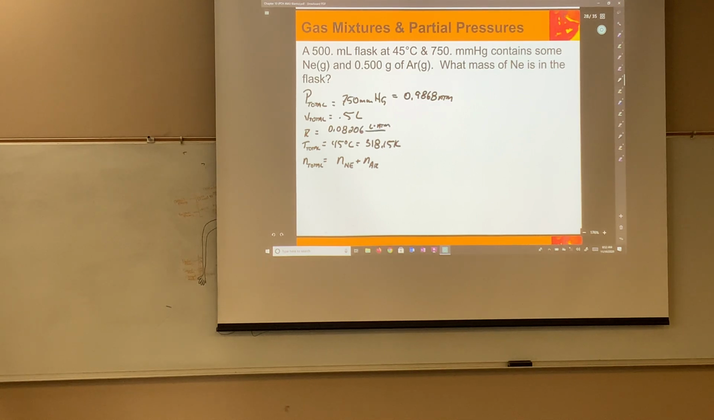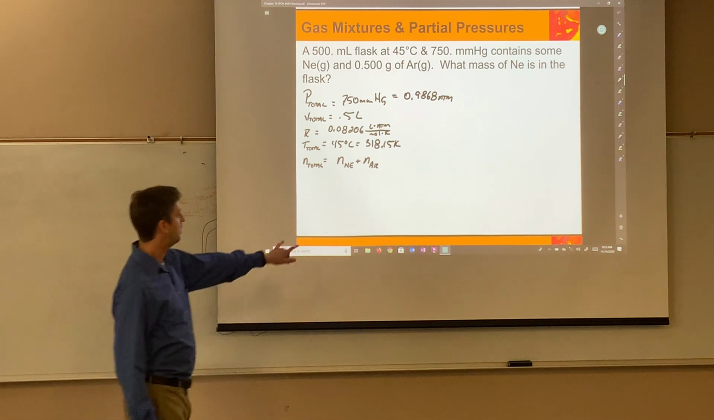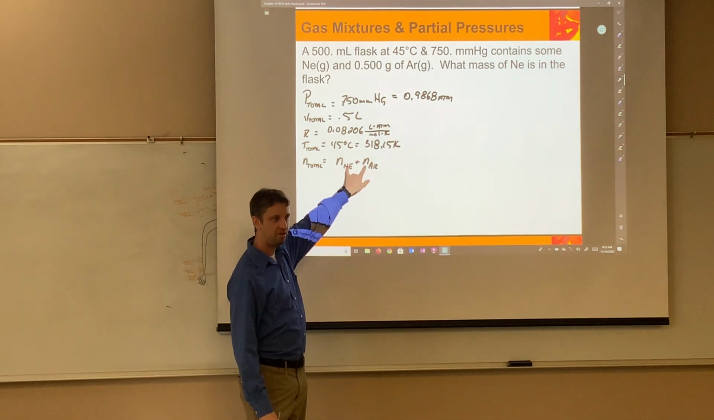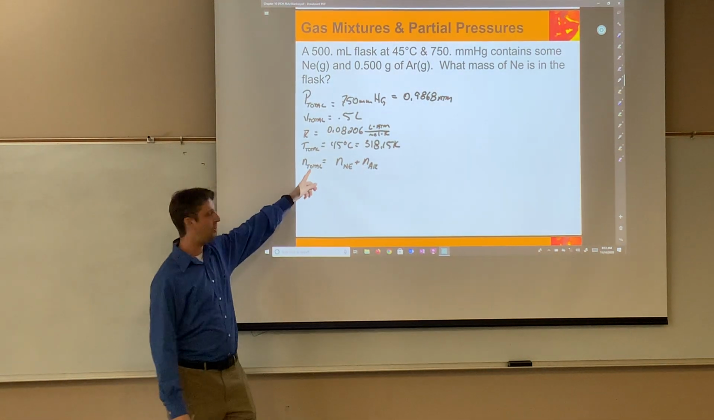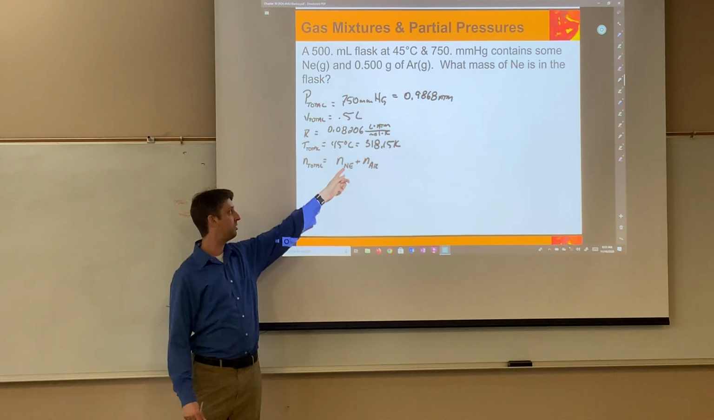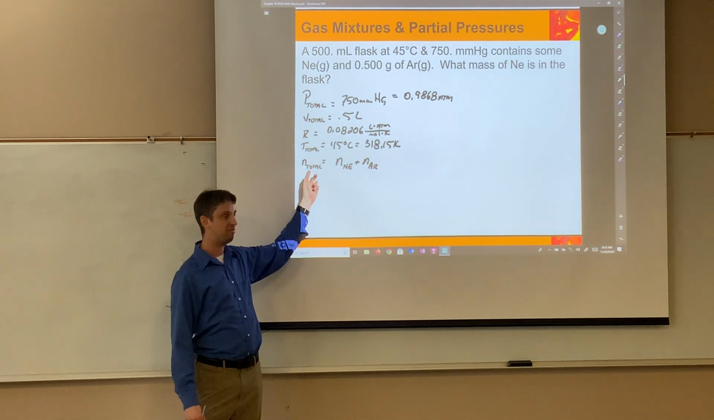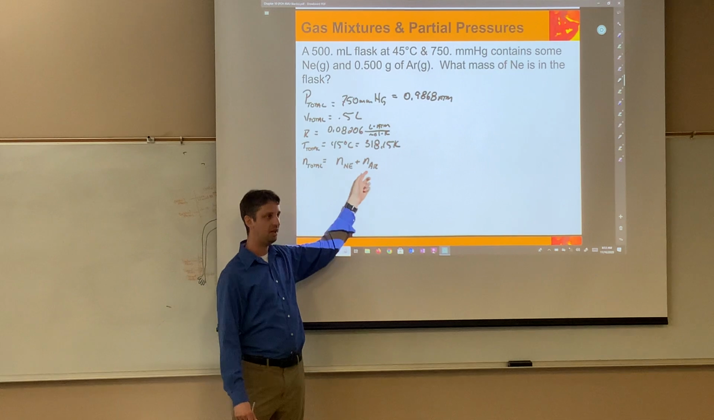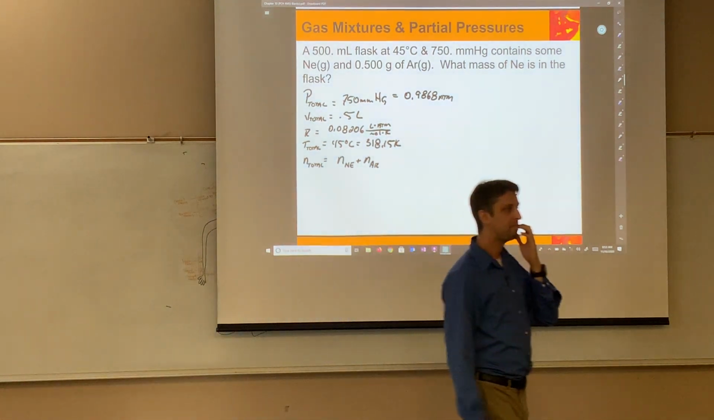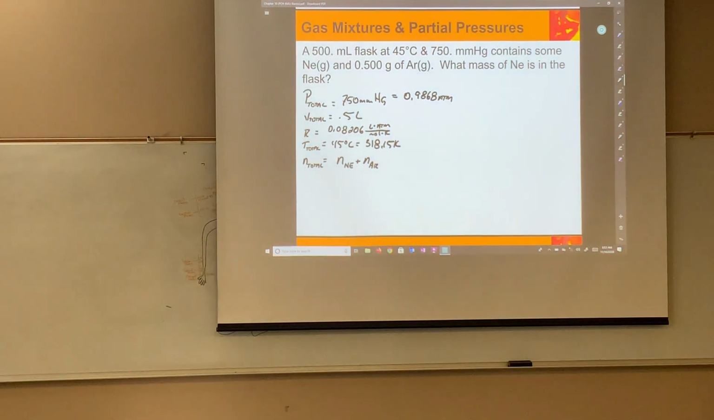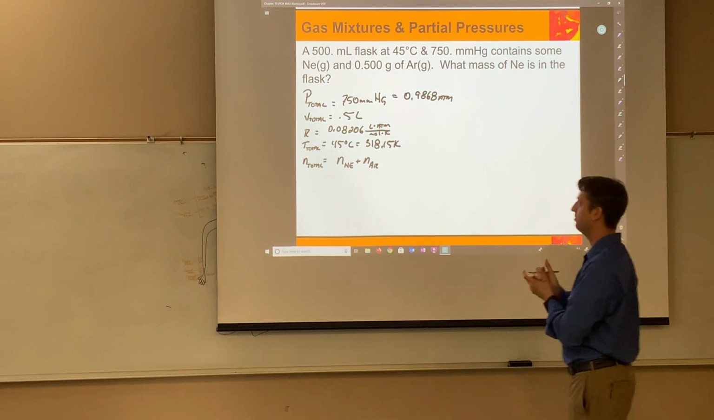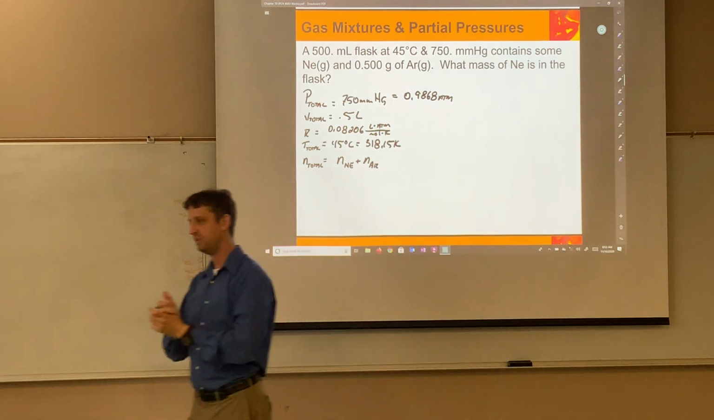I bet we could find a constant for millimeters of mercury though, if we really look for it. But anyway, there we go. So we just do a quick conversion. Do you catch what I'm saying here? Now the total number of moles in our system is equal to the sum of the individual moles. For the R constant, you just look that up. We'll see what you guys come up with now.